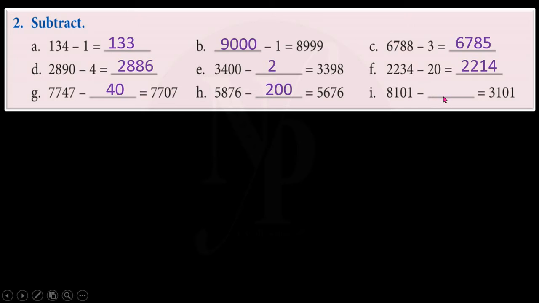8101 minus a number is equal to 3101. Here what you can notice is the digits at thousands place are changing. In these numbers, you notice that the digits at thousands place are changing, other digits are remaining same. So 8101 is 5000 more than 3101. So if you subtract 5000 from 8101, the difference will be 3101.